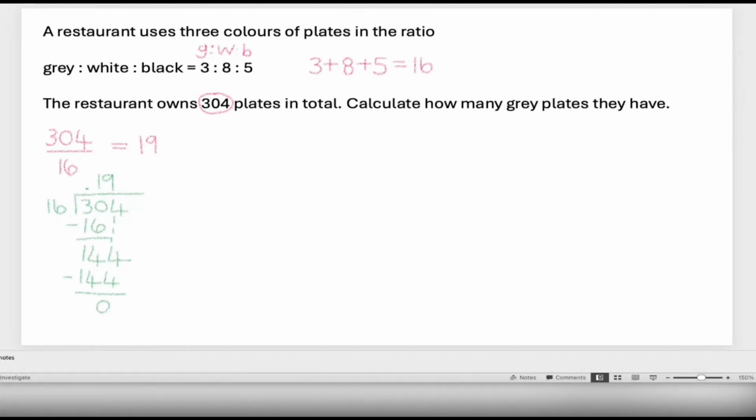Now we want the number of grey plates. Now grey corresponds to 3 parts. So now we have to do a multiplication sum. 3 times 19 gives us what? 3 times 19 gives us 57. So that means the restaurant owns 57 grey plates.